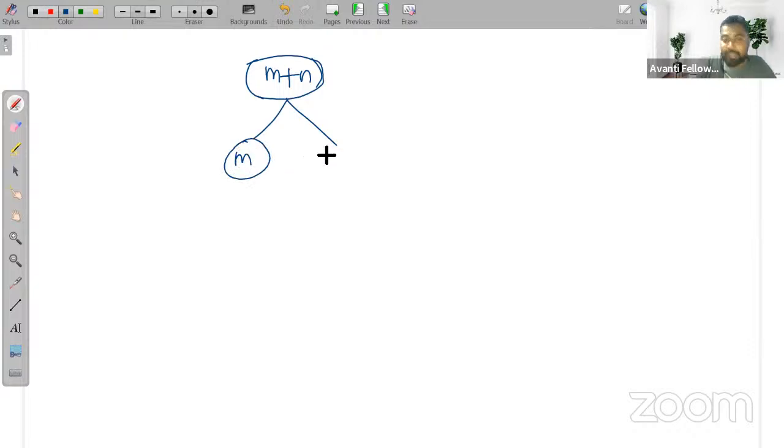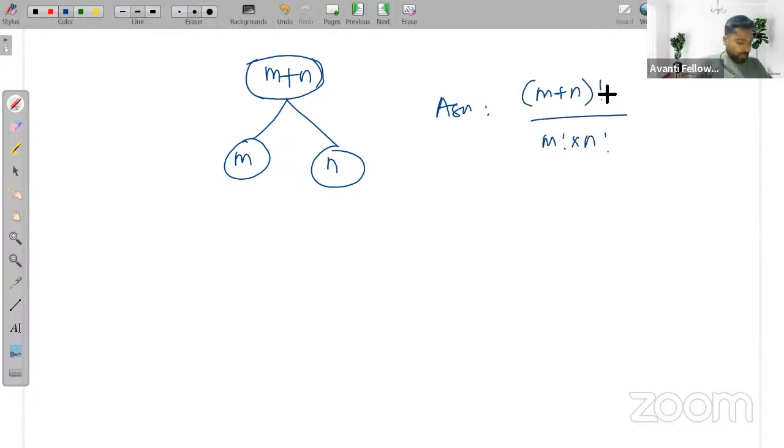Division of objects into groups. First of all, if you have m plus n different objects and you need to divide these into two groups, one group of size m and another group of size n, then the number of ways will be (m plus n) factorial divided by m factorial into n factorial, where m is not equal to n. That is how we can derive this formula.